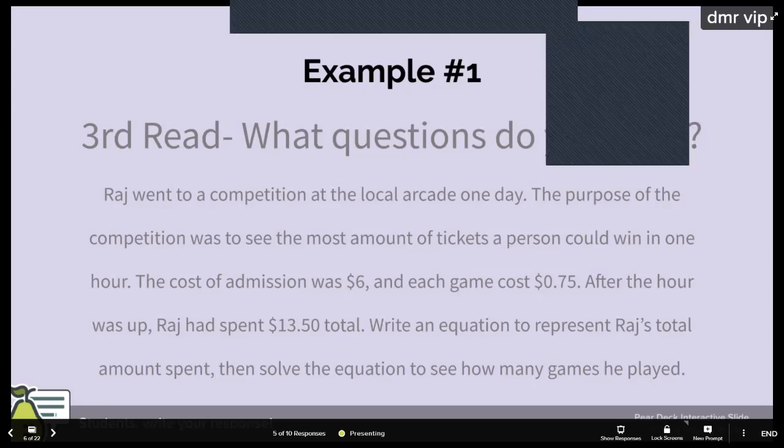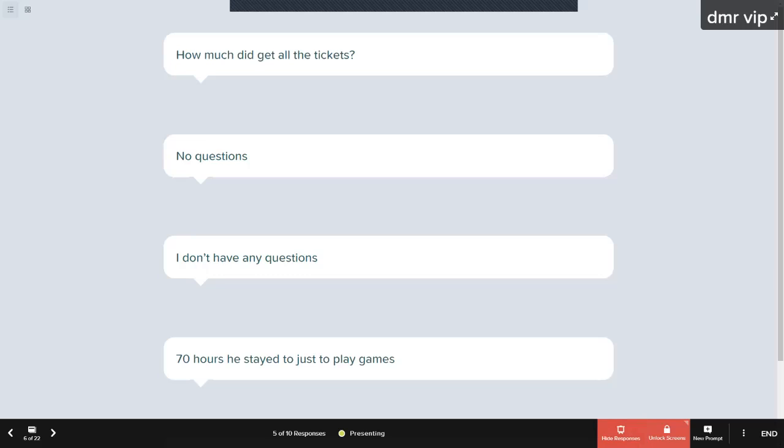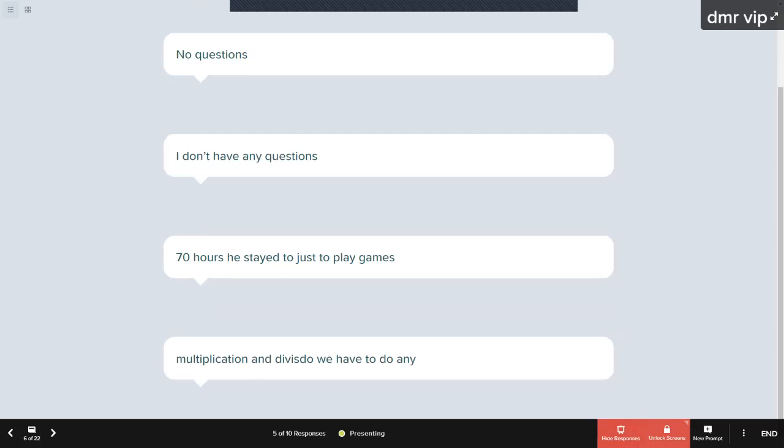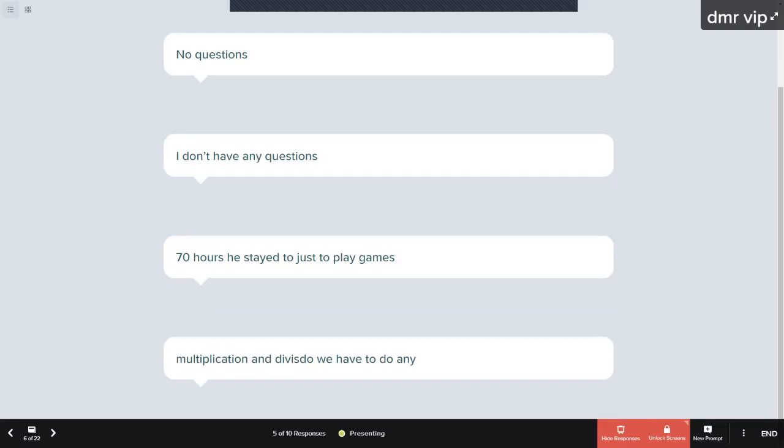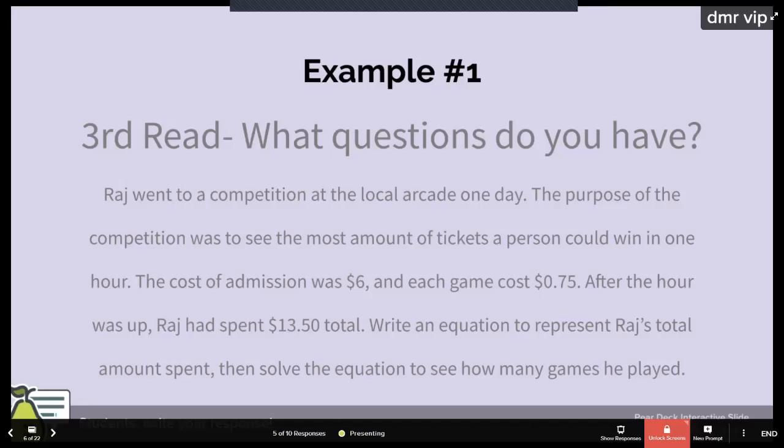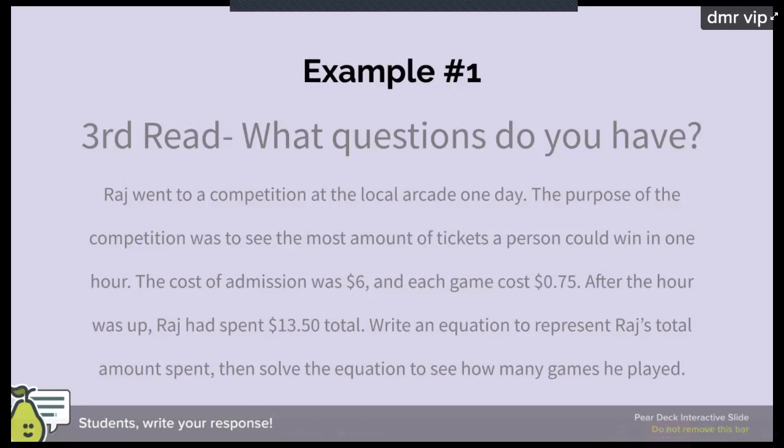All right, let's take a look. How much to get all the tickets? Okay, no questions. I don't have any questions. 70 hours he stayed just to play games. It says he played games for 1 hour. 70 hours of video game playing would be intense. Do we have to do any multiplication or division? That's okay. That's a pretty good question, I guess. All right, so now we're going to learn how to break this down and turn it into an algebraic equation.